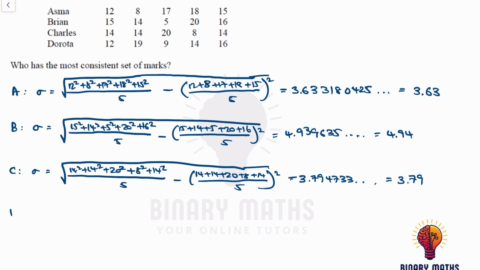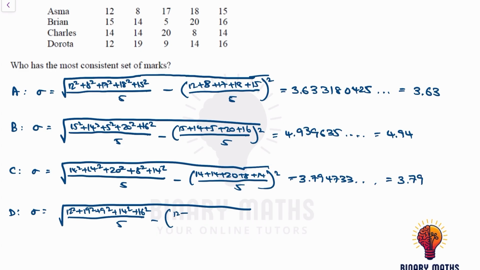The last one, Dorota: sigma is equal to the square root of 12 squared plus 19 squared plus 9 squared plus 14 squared plus 16 squared all over 5, minus the mean squared, which is 12 plus 19 plus 9 plus 14 plus 16 all over 5 squared. I end up getting 3.40587, which is 3.41.